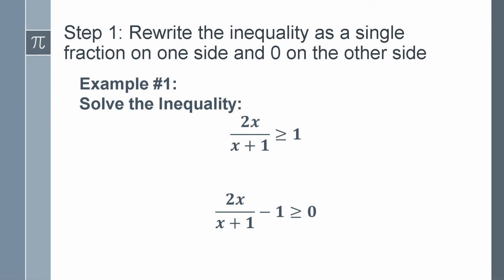Solve the inequality 2x over x plus 1 greater or equal to 1. So the first thing we need to do is to rewrite the inequality as a single fraction on one side and 0 on the other side. So how can we do that? We simply transpose 1 to the other side of the equation. So the resulting is 2x over x plus 1 minus 1 greater than or equal to 0.